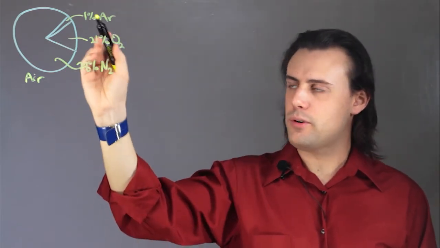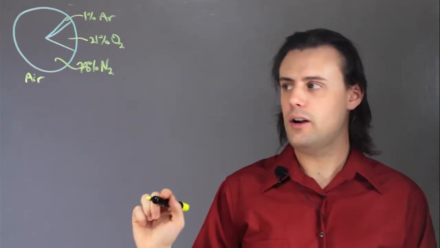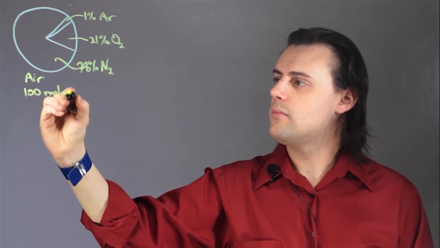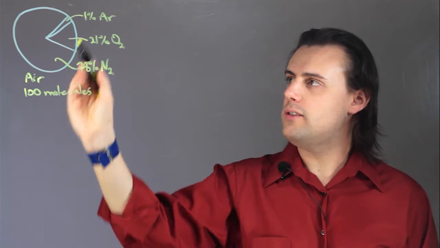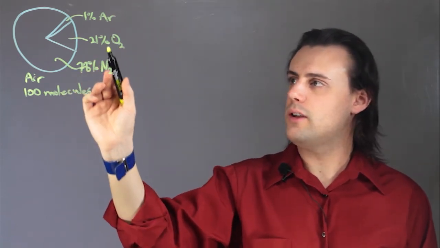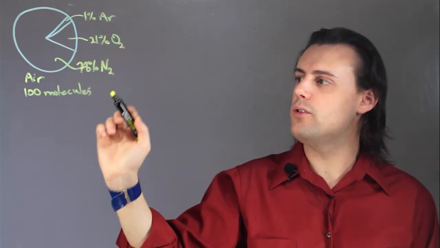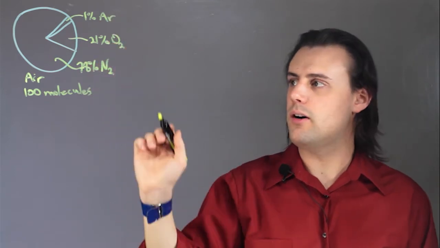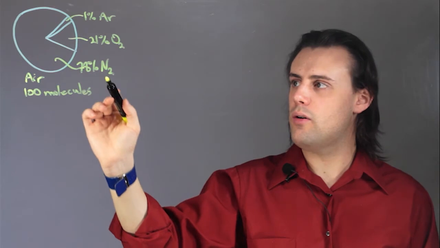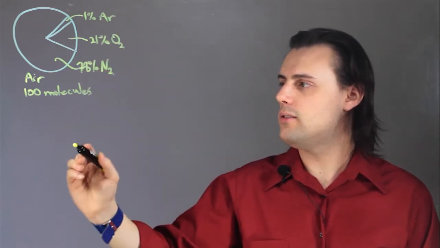So if we're given these percentages for the total volume of air, and we consider, say, 100 molecules, then we know that 78 of them will be nitrogen, 21% will be oxygen, or 21 molecules, and then one of those molecules on average is going to be argon. So if we have these percentages, we need to know the masses of these three molecules, of these three elements.